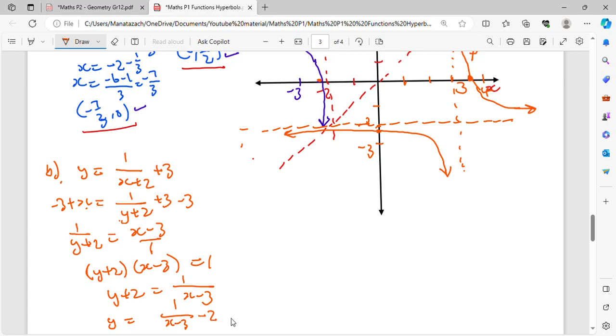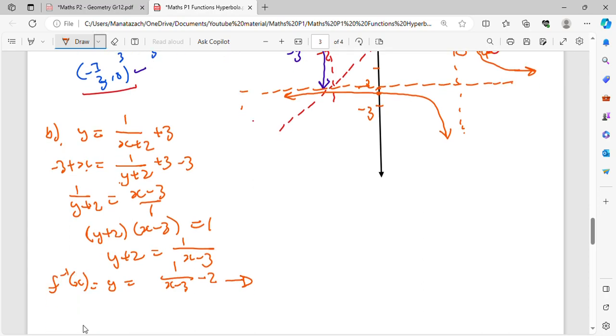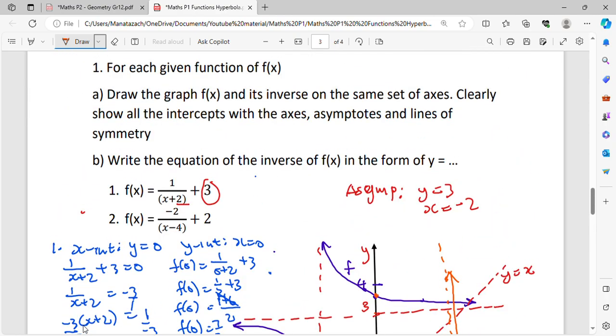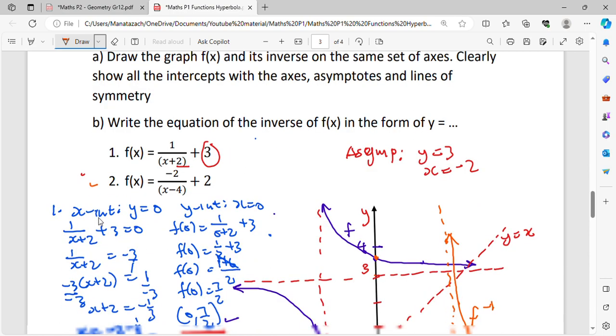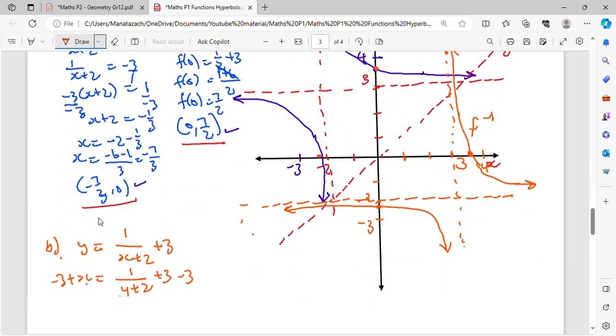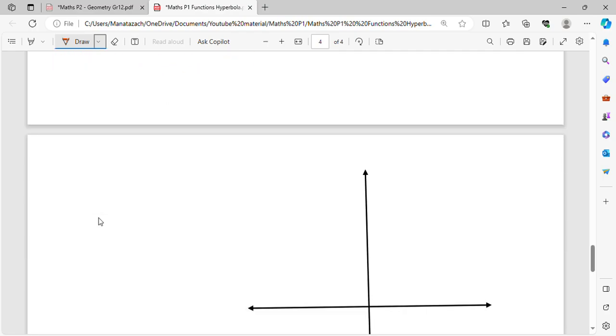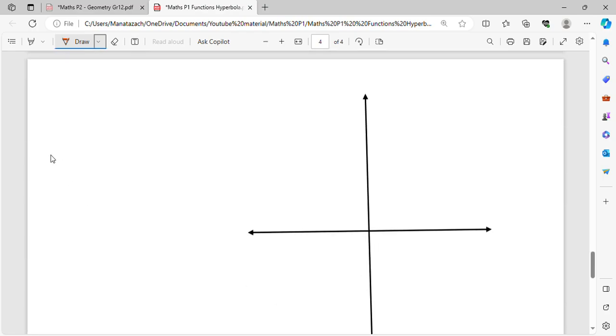So this will be y for the inverse, or you can just call it inverse of x. Okay, so you're going to do the same thing for question 2. You're basically doing the very same thing, no difference. Okay, let's do it. You can pause the video and see if you can do it by yourself. Let me quickly rush through it.